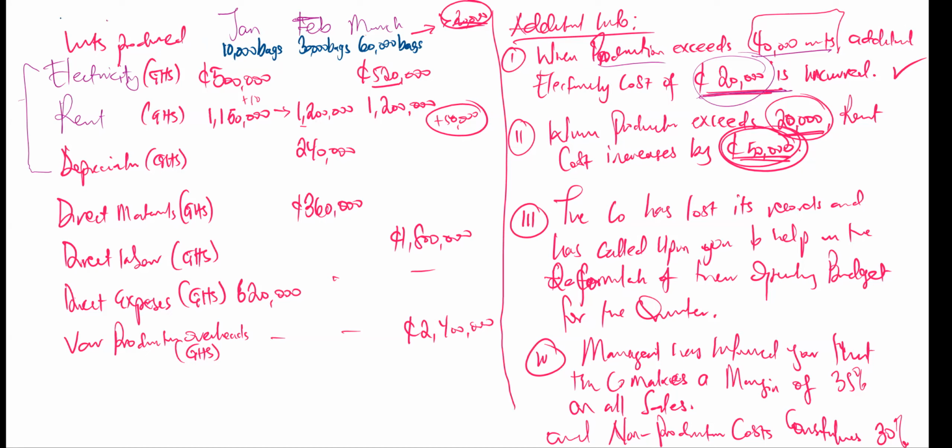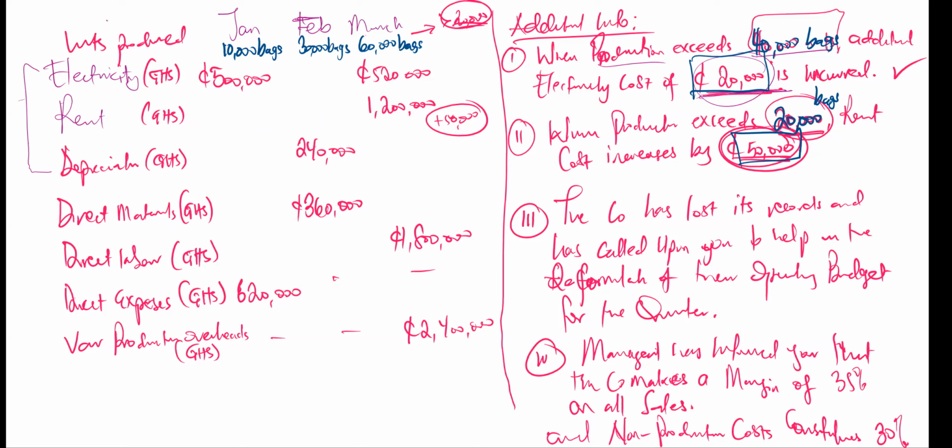When production exceeds 40,000 bags, there is an additional cost of this. And when production exceeds 20,000 bags, rent cost increases by 50,000. You can see, right? This one was empty. Let's make this one empty as well. It was only at the last year they lost their records.